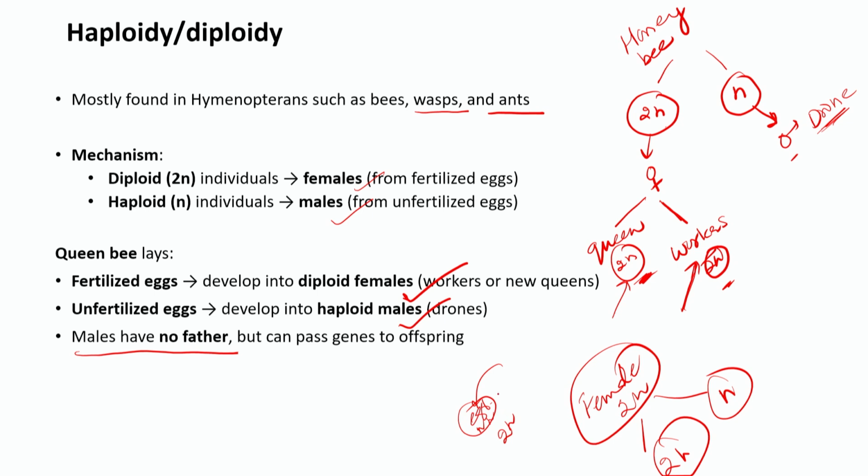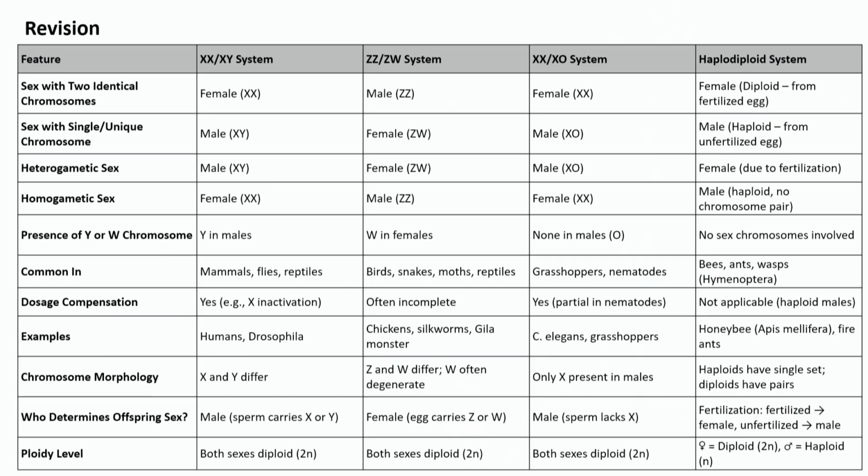2n is always female. So this female queen, which is 2n, can lay fertilized as well as unfertilized eggs, and all the unfertilized eggs become the male. So these unfertilized eggs actually have no father, right? That is what they have written here, but they can pass genes to their offspring.